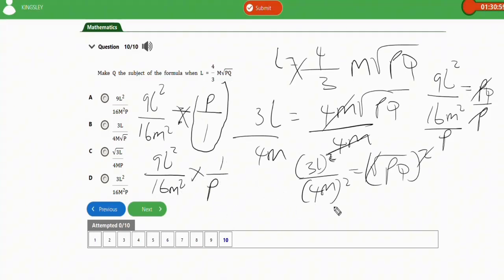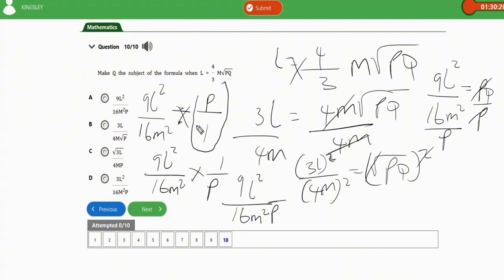So the final expression will be 9L square times 1, I'm going to have 9L square. Let me write this way. So we're going to have 9L square over, we have 16M square P. And now we have answered this question. 16M square times P is 16M square P. So the correct option to this question is option A.